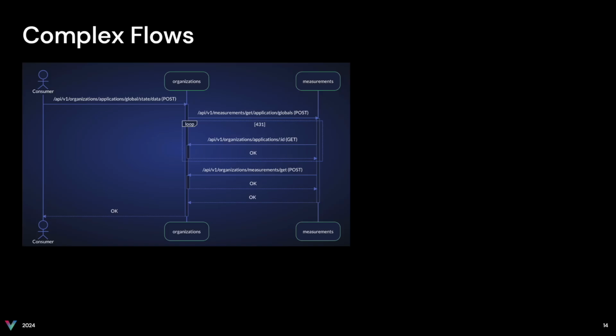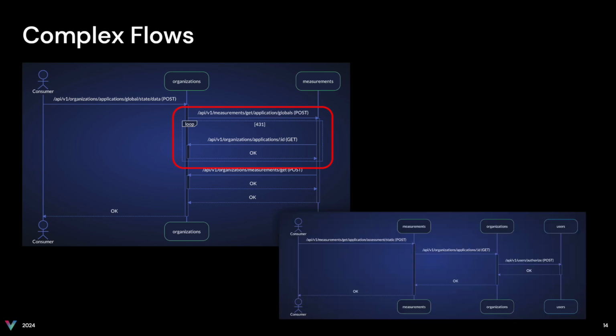Some of the complex flows the system identifies and generates sequence diagrams for are circular dependencies. For example, here we see the API call to the organization service and the organization service calling the measurement service in a loop of 431 times. This can be detrimental to a system and needs to be addressed. vFunction also surfaces multi-hop flows, for example, a flow of more than 3 hops.